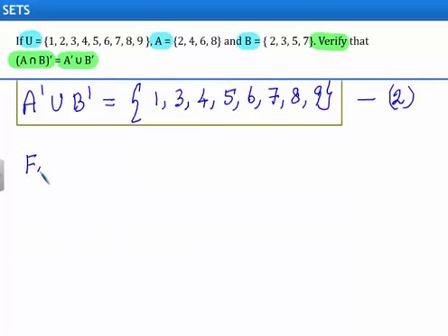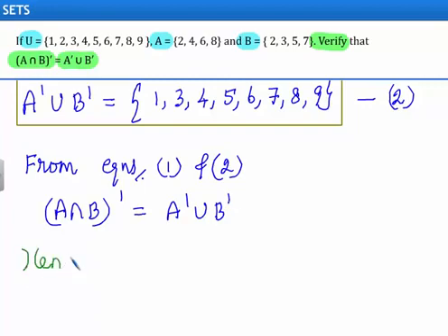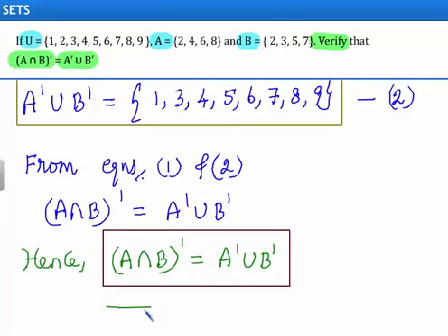From the equations 1 and 2, we conclude that complement of A intersection B will be equal to A complement union B complement. Hence, we have verified that complement of A intersection B will be equal to A complement union B complement. This completes the solution.